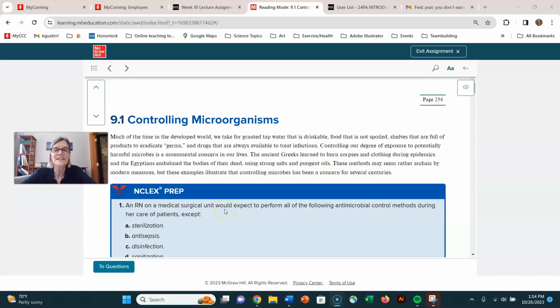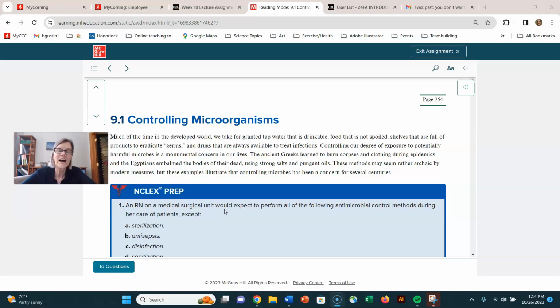Hi everyone, Brenda Gustin here, and this week we are going to be talking about the control of microorganisms. We've talked about how they grow, and now we're going to talk about how we stop them from growing. This is something you have some basic knowledge about. The chapter has lots of examples of things that you'll be familiar with, and I'll run through those. And there's definitely some that maybe you're not quite as familiar with.